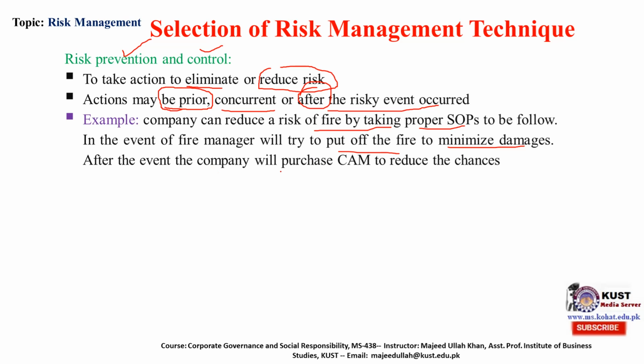After the event, the company will purchase computer-aided manufacturing to reduce the chances of fire. Even if your plant was running on biofuel or fuel, then they will try to buy new machinery which runs on electricity.